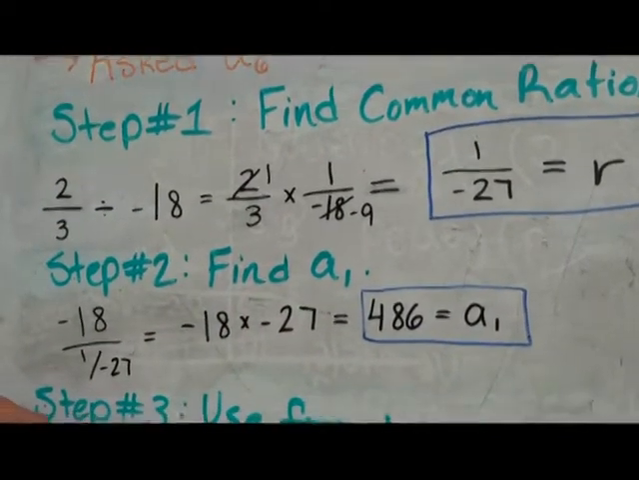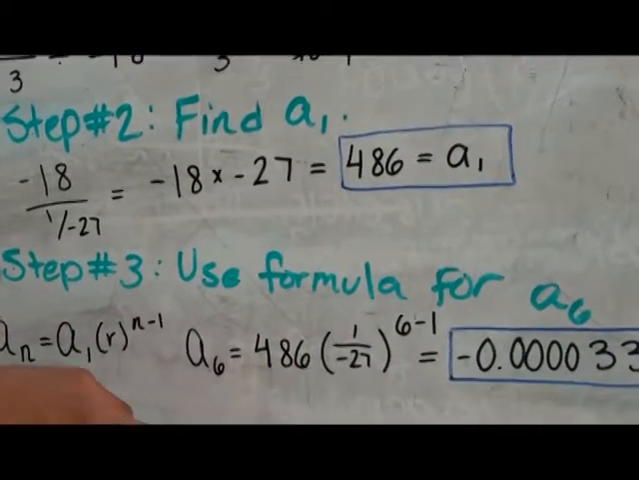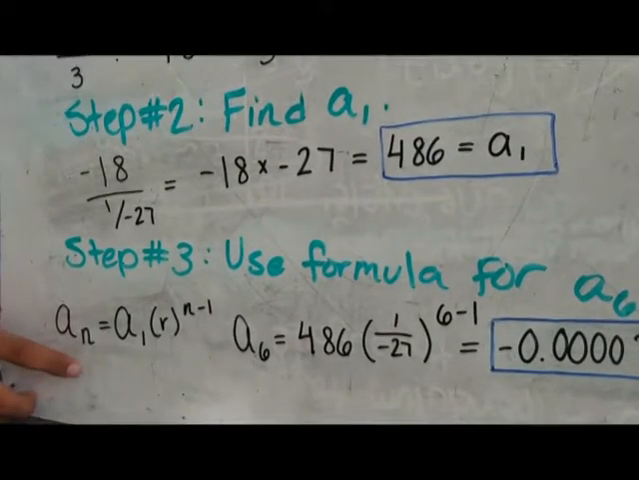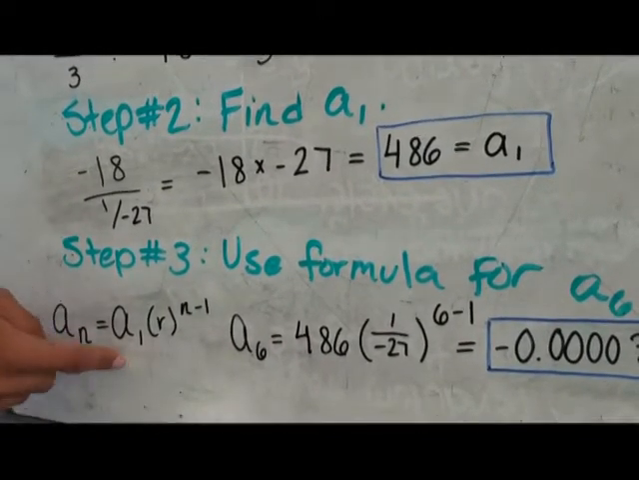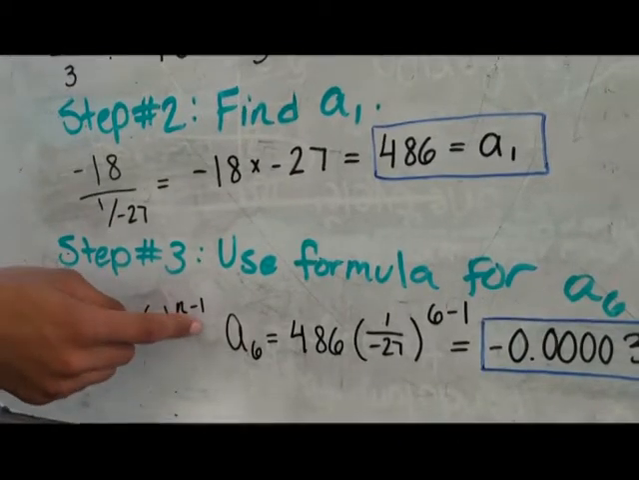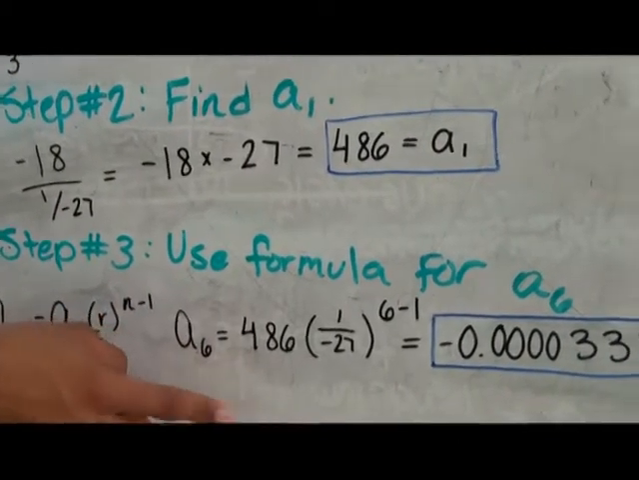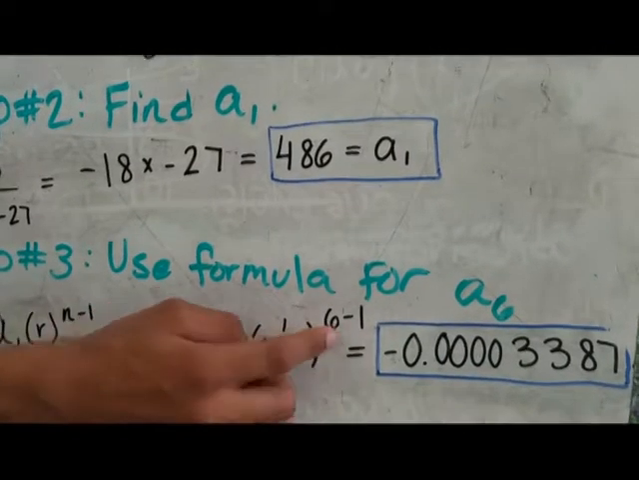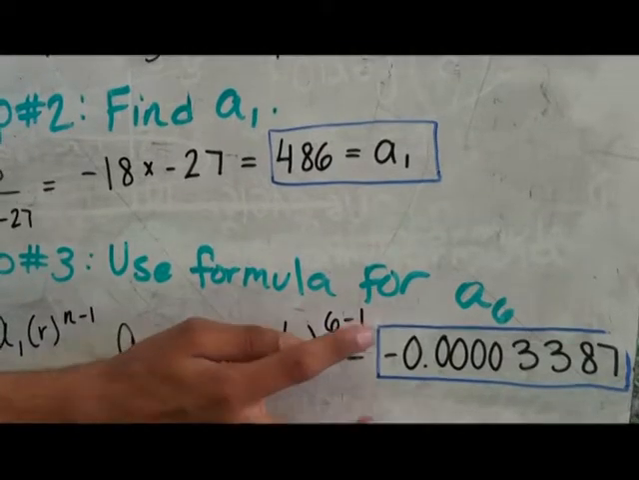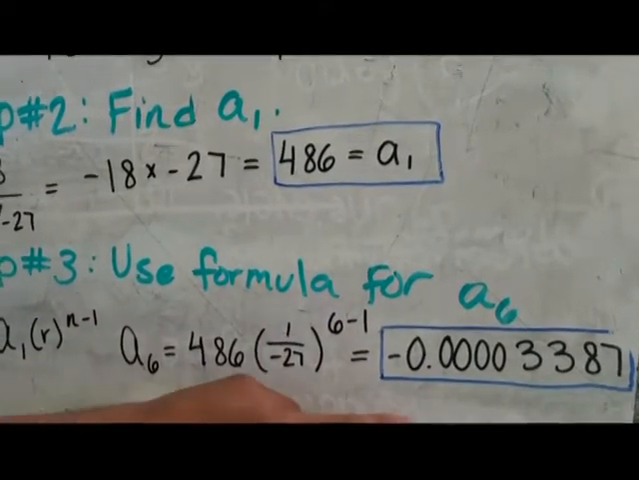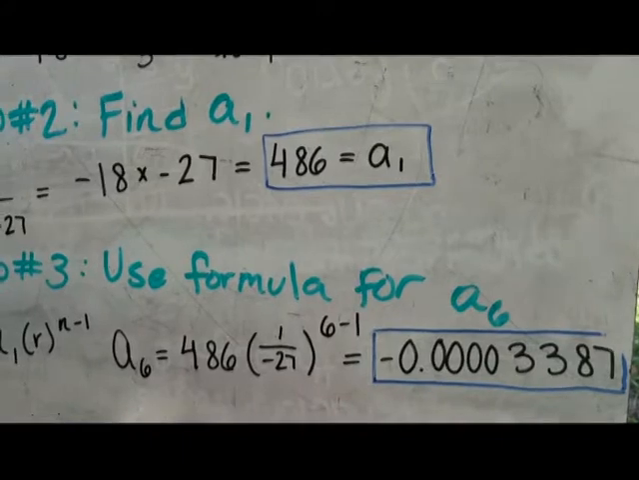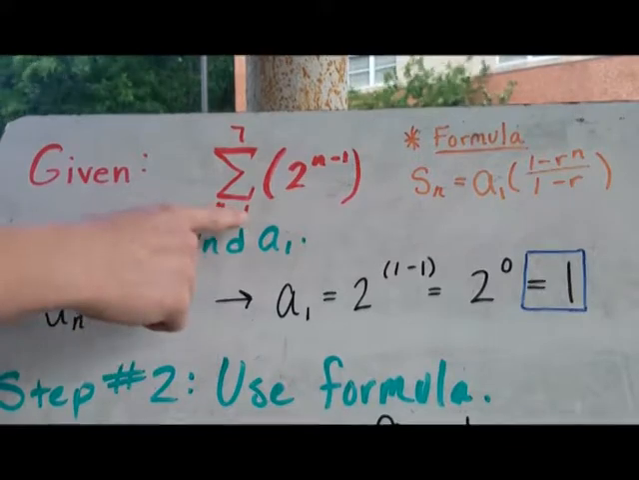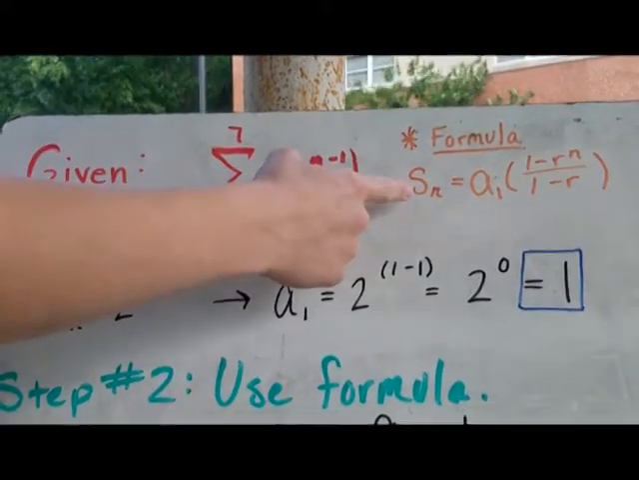So for step 3, we're going to use the explicit formula to solve for the sixth term. So the explicit formula is an is equal to a1 times common ratio to the power of n minus 1. So we plug in all our numbers. A6 is equal to 486 times the common ratio 1 over 27 to the 6 minus 1 power, and then we get 0.00003387.